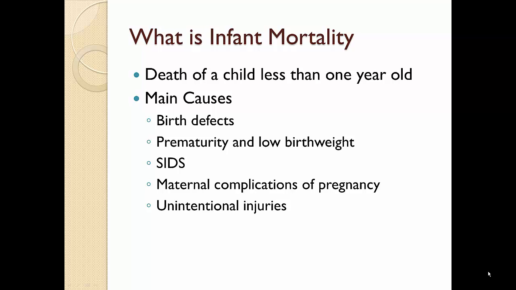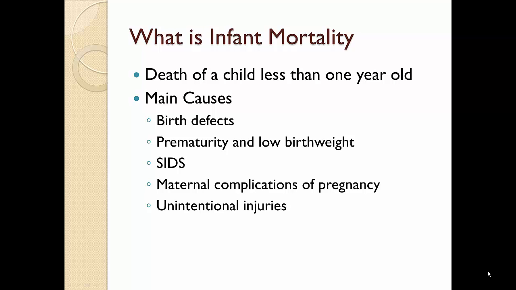The main causes of infant death are birth defects. These defects can include heart defects, respiratory defects, musculoskeletal system defects, and trisomy 18 and 13. Prematurity and low birth weight. This refers to babies that are born too small and too early, that is before 37 weeks gestation.